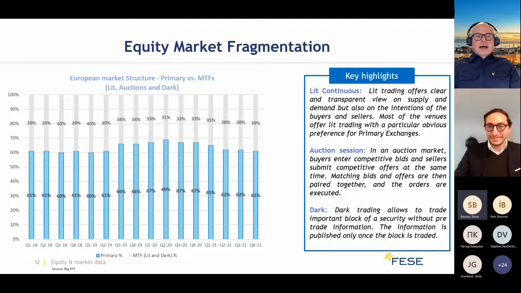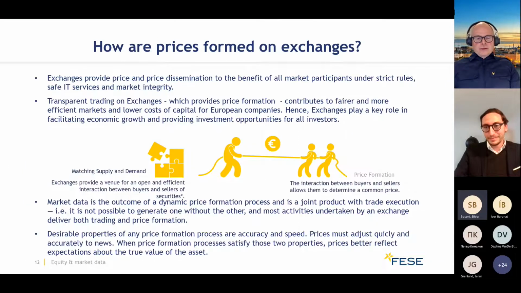Thanks a lot, Pierre. And everything just fits together. So we'll circle back a little bit to some fundamentals here: how are prices formed on exchanges? This is an important topic, price discovery, price formation processes, how is that actually working? And these are central concepts.